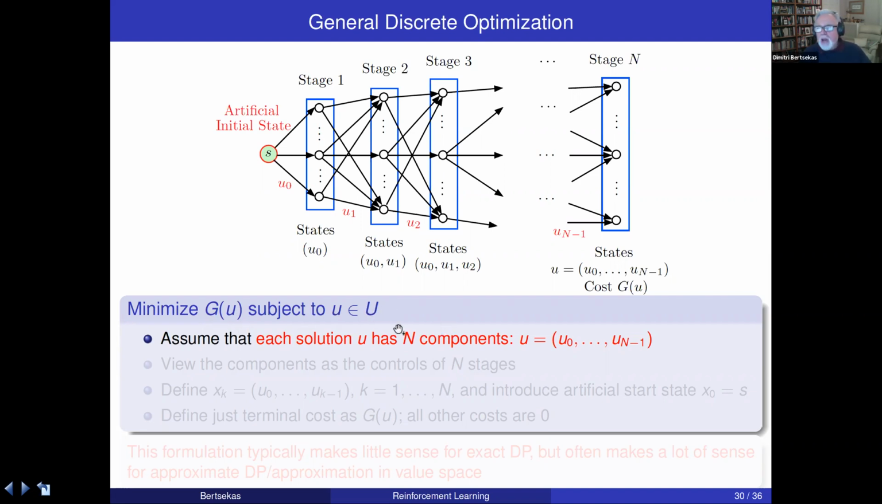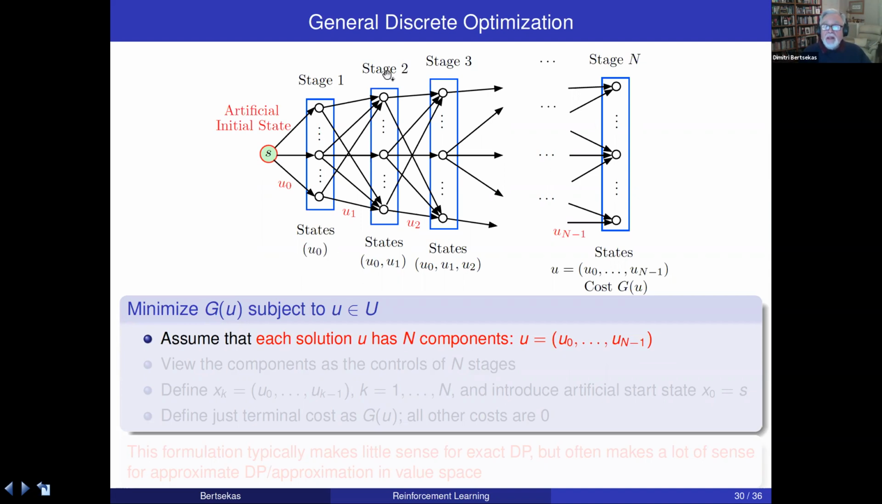Now, this problem has no structure at all, but we can introduce structure to it that is amenable to dynamic programming as follows. u has n components, which we label u0 up to un minus 1. And the order here is arbitrary, in fact. But we choose some order, and we introduce an artificial initial state, and we call the states at stage 1, the x1s, the choices for u0.